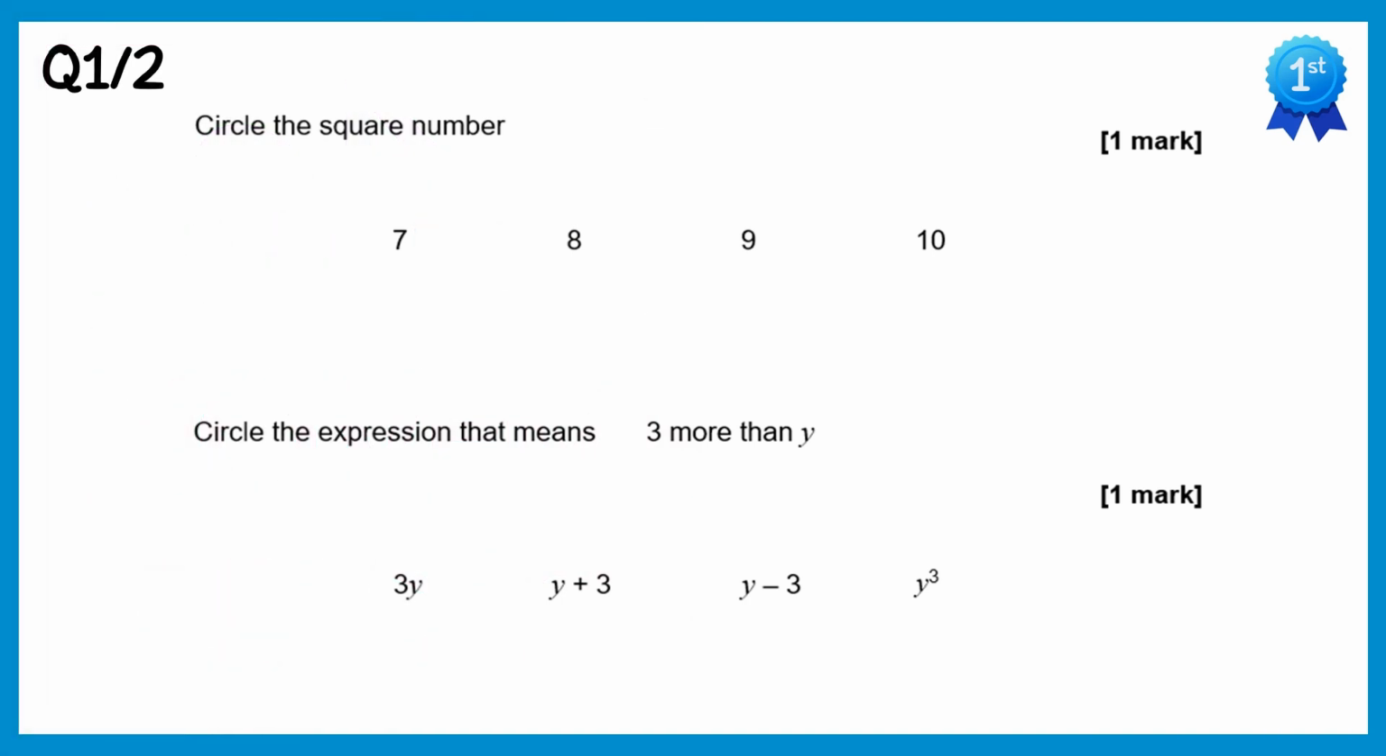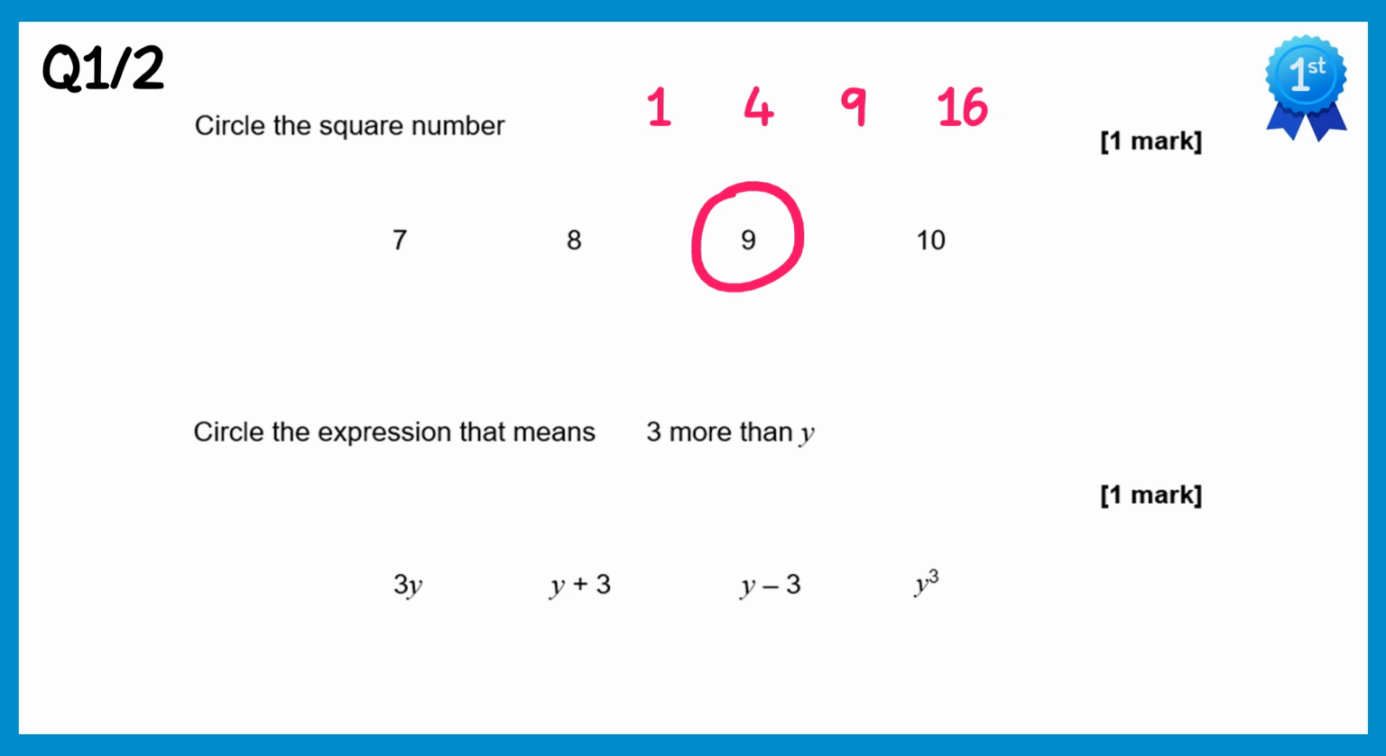For this first question we need to circle the square number. A square number is obtained by multiplying a number by itself. So 1 times 1, that's 1. 2 times 2, that's 4. 3 times 3, that's 9. 4 times 4, 16, and so on. You can see that 9 is in our list and that's a square number, so the answer is 9.